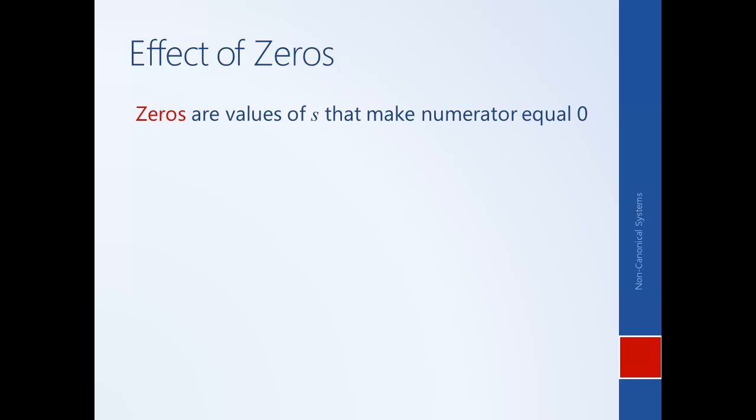Zeros are by definition values of s that make the numerator equal to 0. So they're sort of the counterpart to poles. Poles are values of s that make the denominator equal to 0. Zeros are values of s that make the numerator equal to 0.